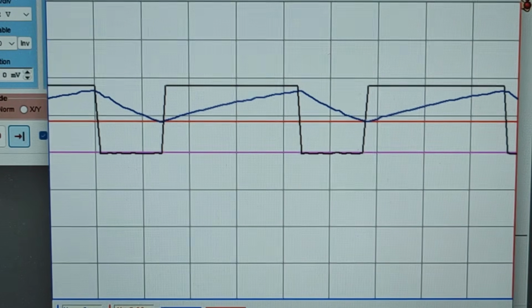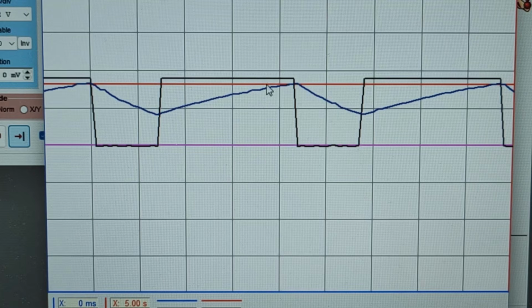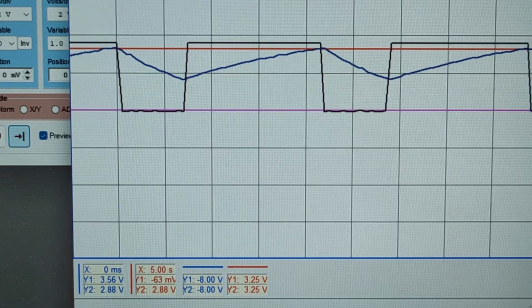Now, based on our discussion also, once the capacitor reaches 2/3 of the supply voltage, it will start to discharge. Let's verify that. I'll put the red one at the top portion of that slanted line, the blue waveform, our capacitor voltage. And let us see the position of that red line. See this one, it says here 3.25 volts. 2/3 of 5 would be around 3.3, 3.4 volts, approximately. So when the capacitor voltage reached 2/3 of the supply voltage, it started to discharge.